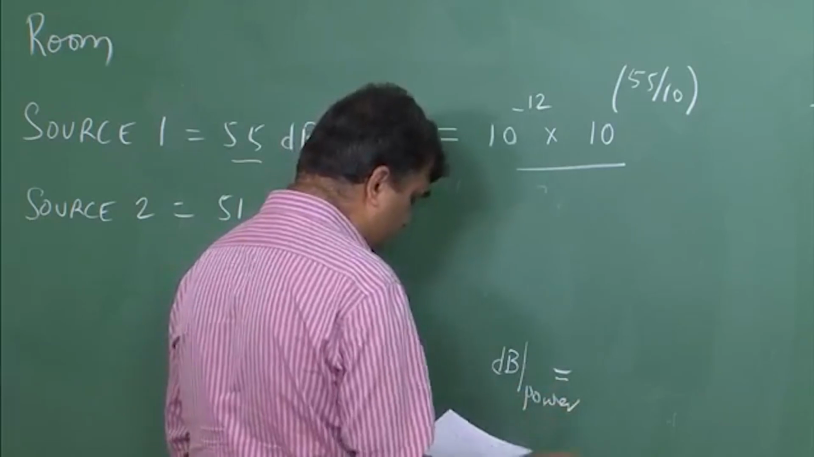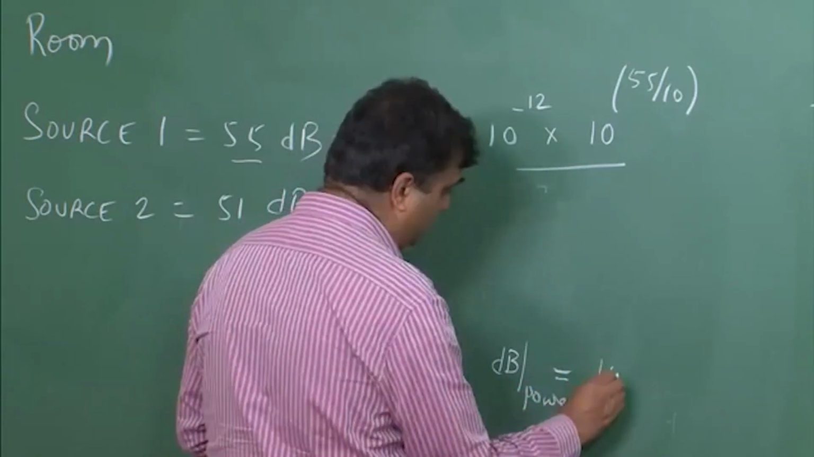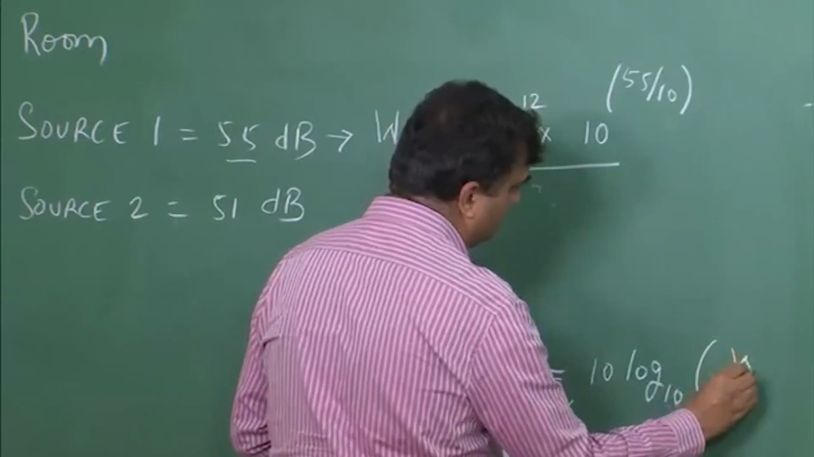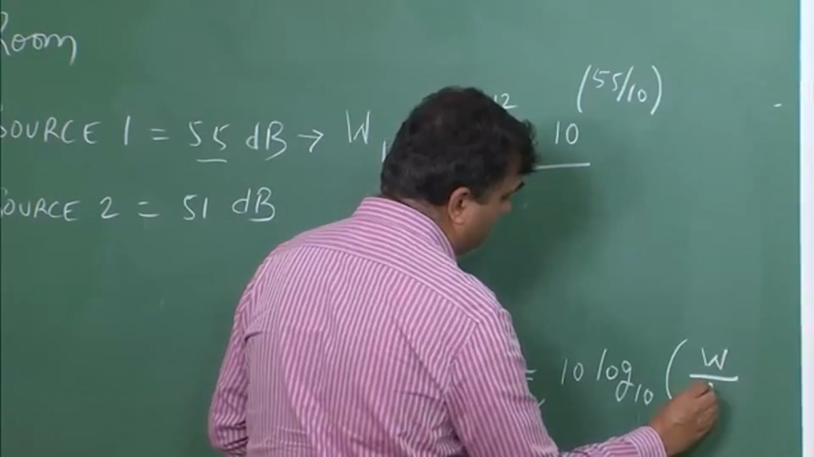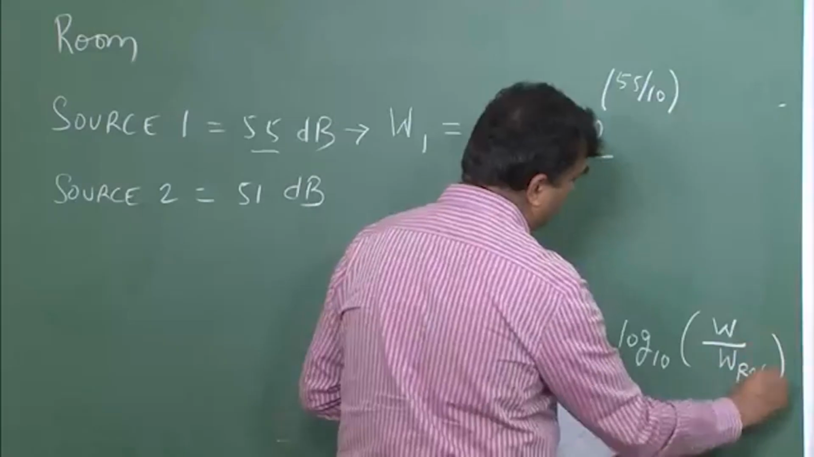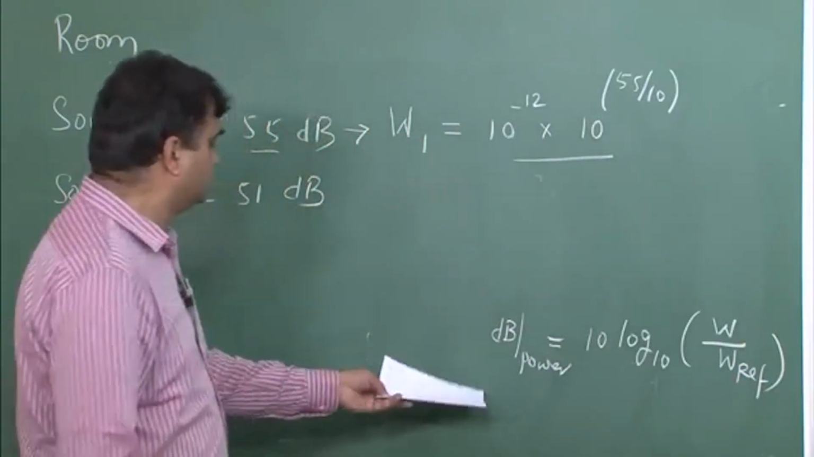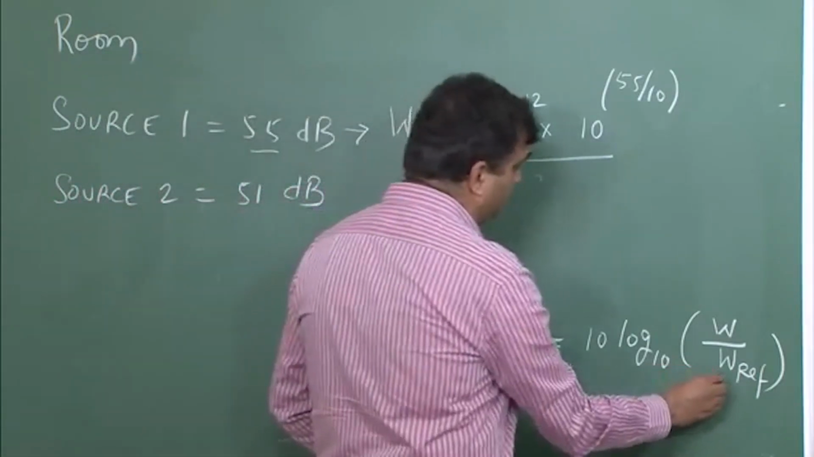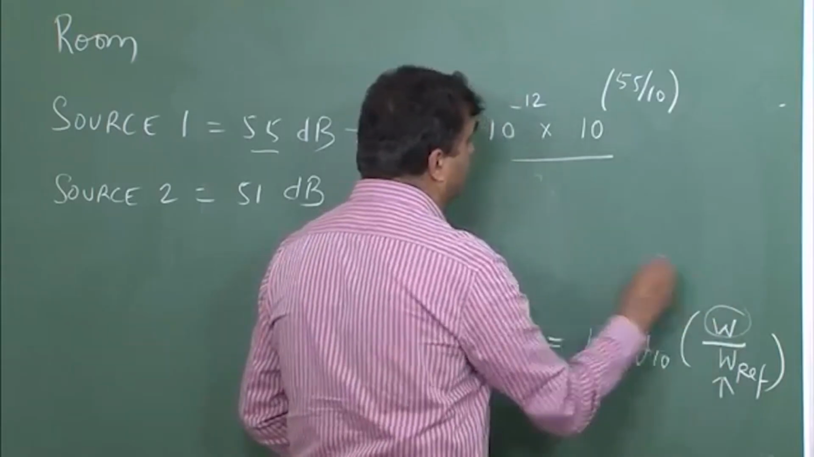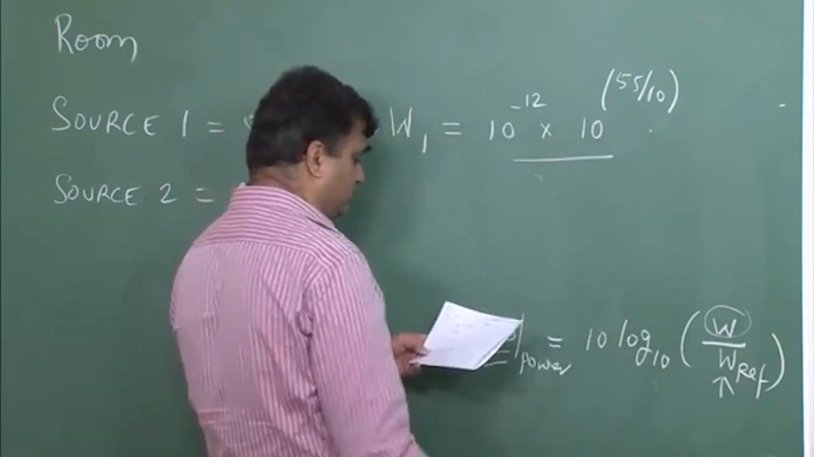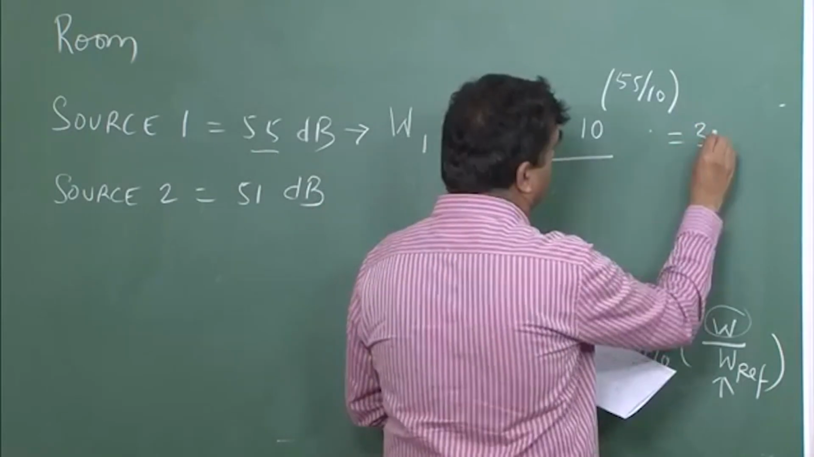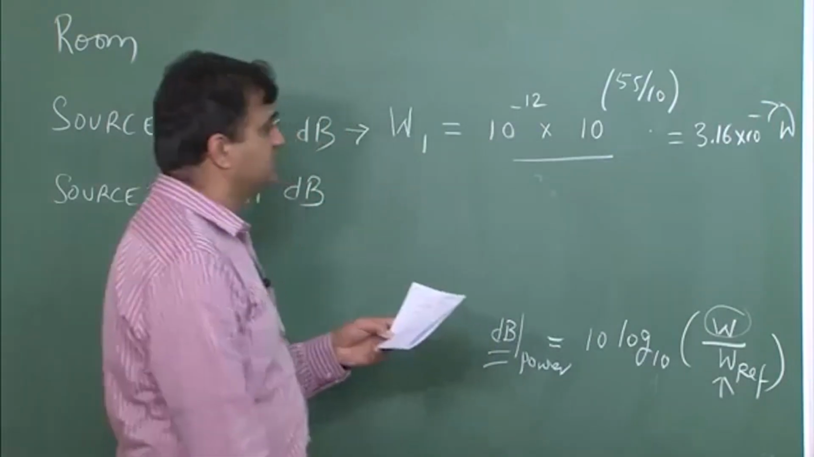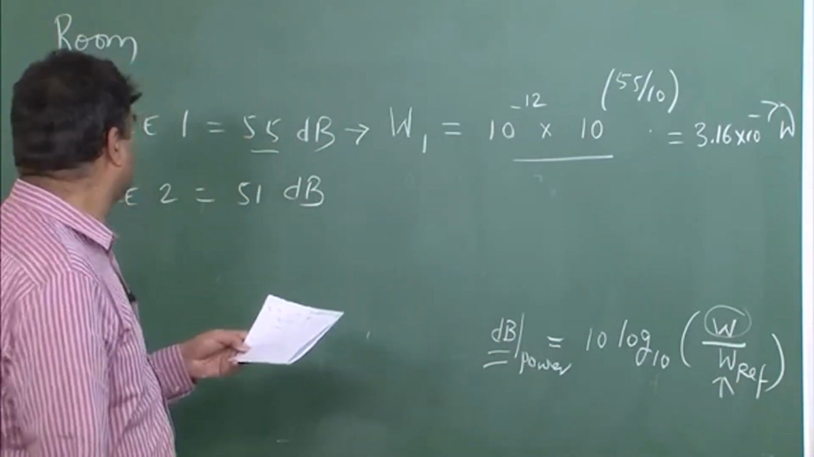So dB power is equal to 10 log 10 of RMS power divided by reference power. I am using this relation. I know this is 55, and I know W ref is 10 to the power of minus 12, so I am calculating W using this formula. It comes out to be 3.16 times 10 to the power of minus 7 watts.